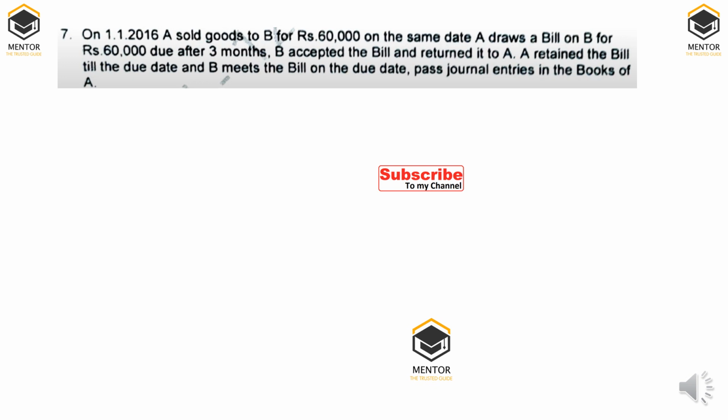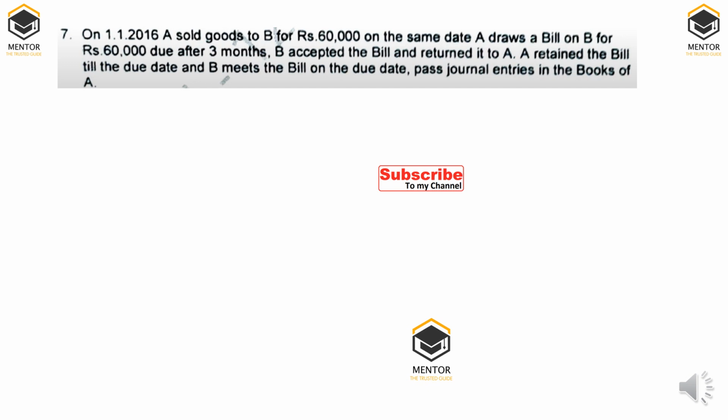On 1st Jan 2016, A sold goods to B for Rs 60,000. On the same day, A draws a bill on B for Rs 60,000 due after 3 months. B accepted the bill and returned it to A. A retained the bill till the maturity date and B meets the bill on the maturity date. Pass journal entries in the books of A.